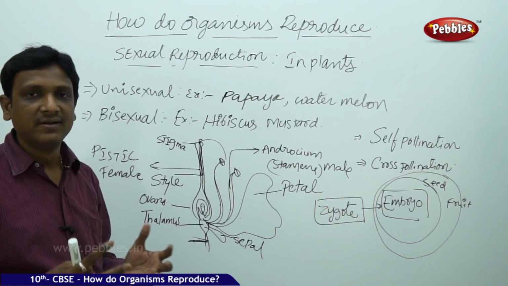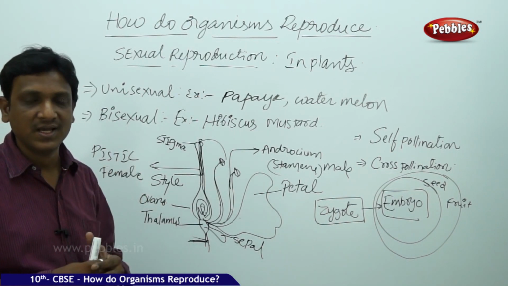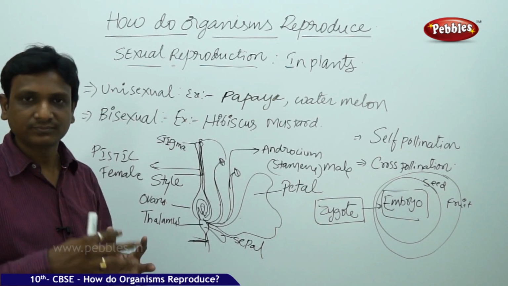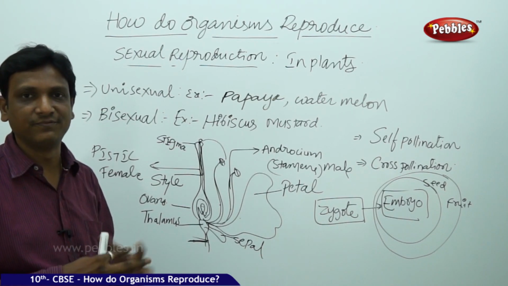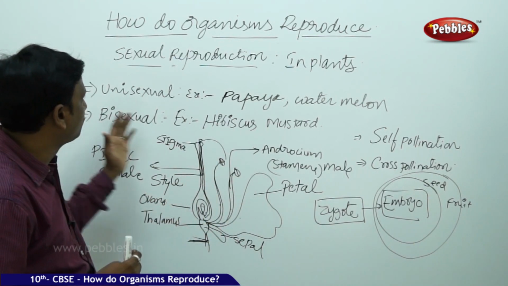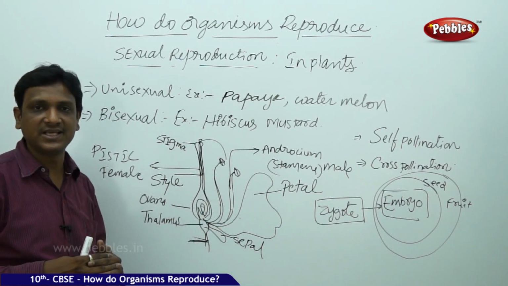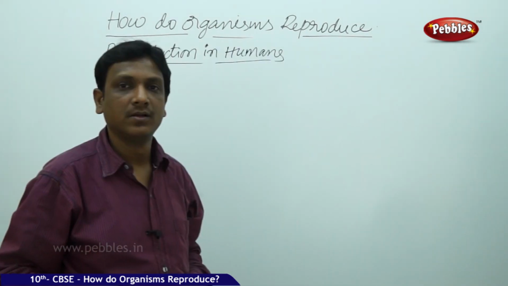You might have done various activities and experiments in your 3rd, 4th, 5th classes about seed germination, and the various conditions necessary for seed germination. You can relate those things to here, the sexual reproduction in plants. So this is how sexual reproduction takes place in plants.